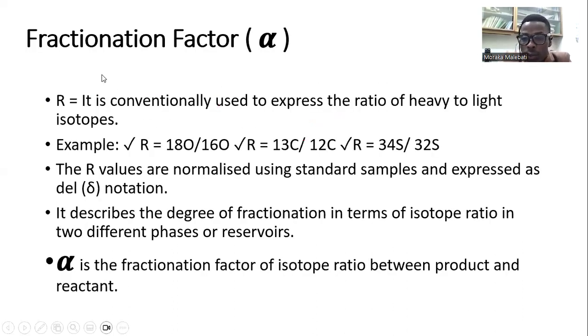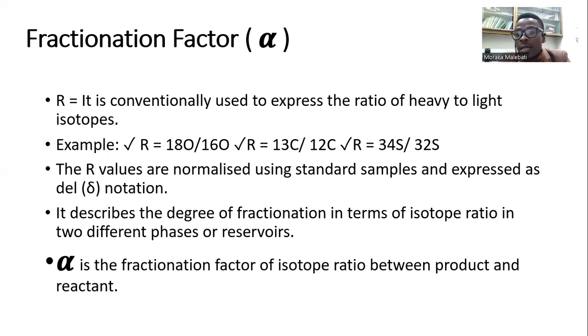So we've got the ratio, and then we've got what we call the fractionation factor. The ratio is basically what we use to express the ratio of heavy to light isotopes. Here we've got the heavy oxygen-18 to the lighter oxygen-16. So the ratio is just a convenient way of expressing heavy to light isotopes. But these ratios are normalized using standards and expressed in delta notation. I will show you the standards usually used, mostly in hydrogeology and also in sulfide deposits.